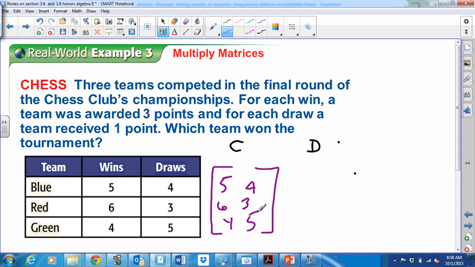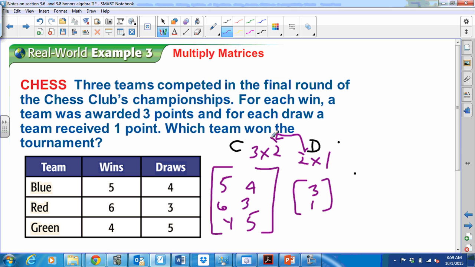And I've actually saved this in my calculator's matrix C. So you're going to need to go and put these in yourself. And then it says that for each win, they get 3 points, and for each draw, they get 1 point. So you're basically multiplying that matrix by that, because we have a 3 by 2, and we're multiplying it by a 2 by 1. You'll know if you've set these up right, typically, by looking at that inner dimension. Do they match? Yes, they do.